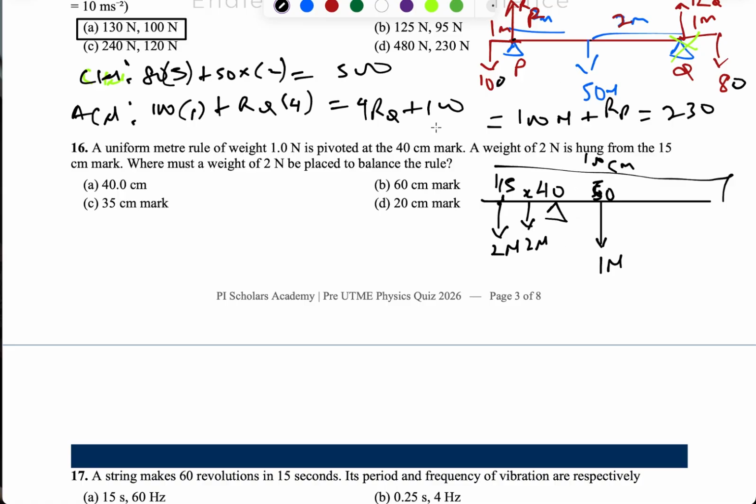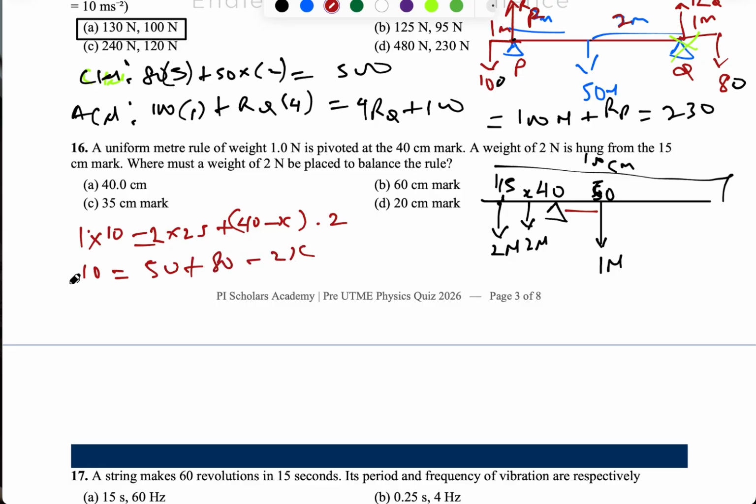So to do this, we're going to take the moment about each of these points. Which ones are going to be clockwise, which ones are going to be anti-clockwise. You can see that only 1 newton will be clockwise here. So that will be 1 newton multiplied by, what's the distance away from the pivot? That is 10. So 1 times 10 will be equal to, let's take this first 2 newton at 15 centimeters. Away from 40 centimeters, 40 minus 15 is 25. So that will be 2 times 25 plus, now this one is at x and this is 40, so the distance is 40 minus x, multiplied by 2. So I'm solving for x now. So 10 is going to be 2 times 25 is 50 plus 2 times 40 is 80, then minus 2x.